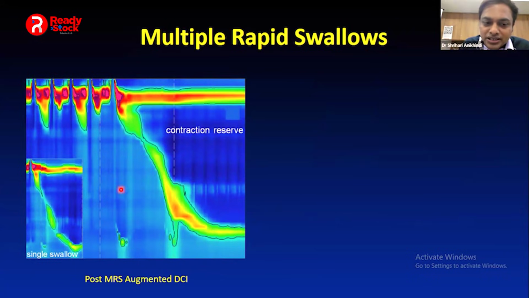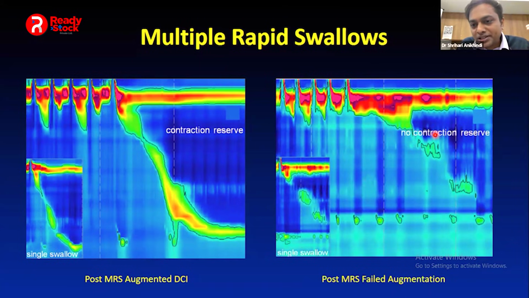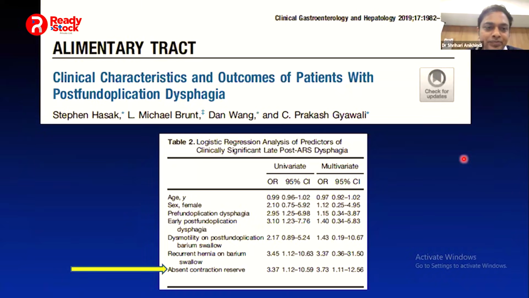And then you would look at the DCI of the eventual peristalsis. If the DCI of the eventual peristalsis is stronger than the DCI of the baseline peristalsis, that means there is augmentation of that peristalsis. That means there's a peristaltic reserve, and these patients can very well undergo a 360-degree fundoplication. Whereas in patients where the augmentation does not occur after multiple rapid swallows, that means the augmentation is absent, and these patients should not undergo a 360-degree fundoplication. So ineffective esophageal motility alone is not the metric; you look at post-MRS augmentation of the DCI, right?